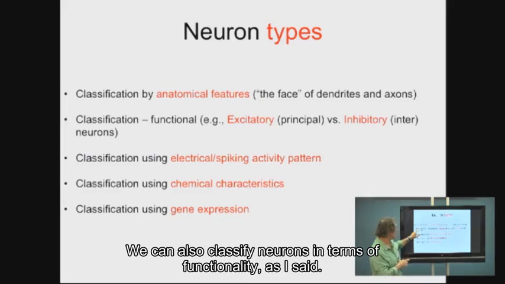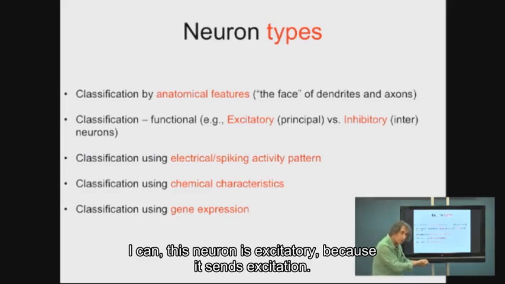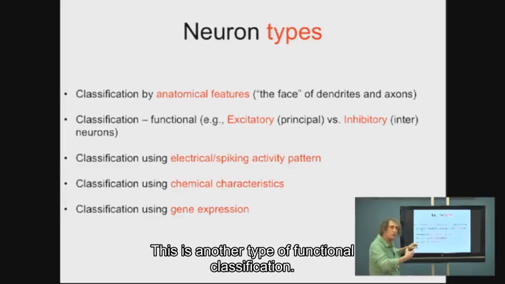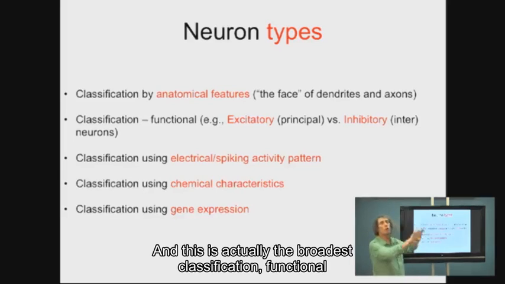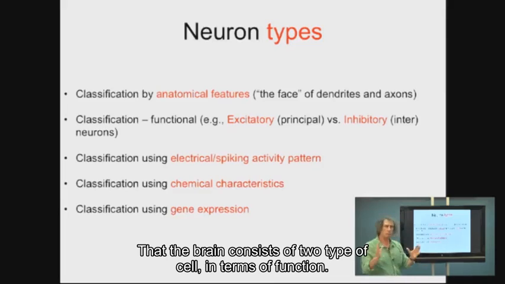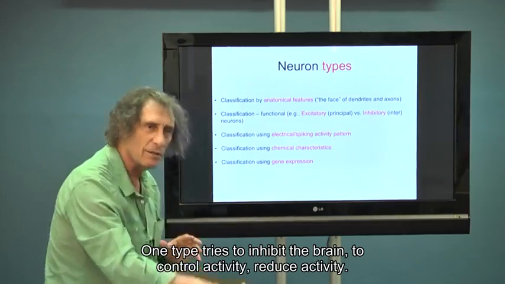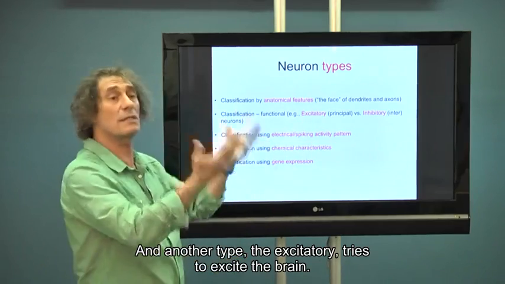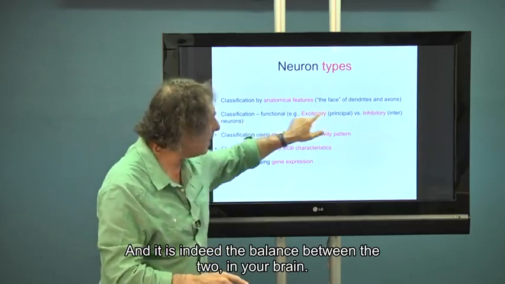We can also classify neurons in terms of functionality, as I said. I can say this neuron is excitatory because it sends excitation. It wants to activate the postsynaptic cell, or this cell is inhibitory. This is another type of functional classification. And this is actually the broadest functional classification I can say about the brain. That the brain consists of two types of cells in terms of function. One type tries to inhibit the brain, to control activity, reduce activity, and another type, the excitatory, tries to excite the brain. And it is indeed the balance between the two.